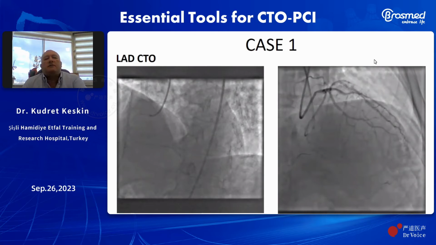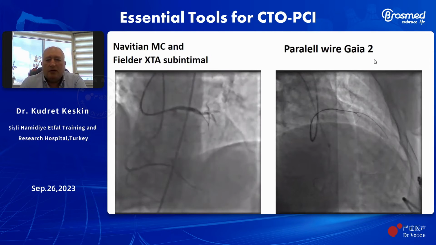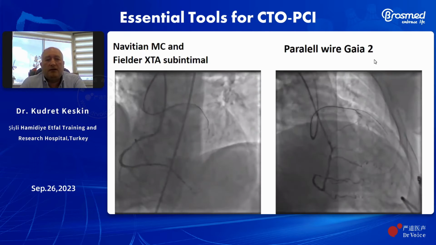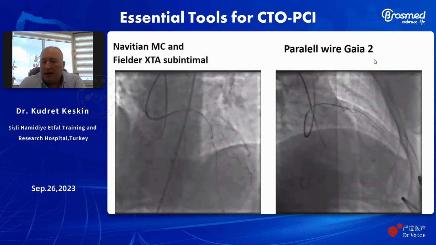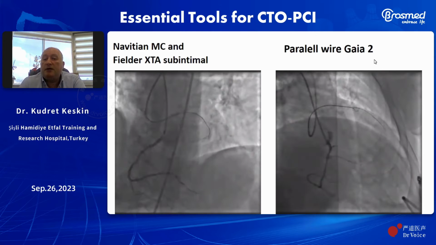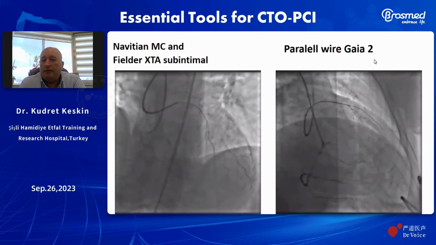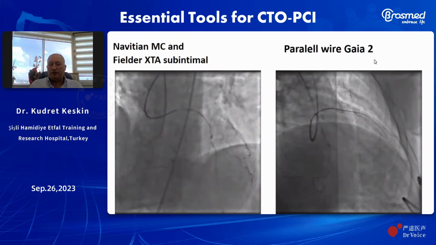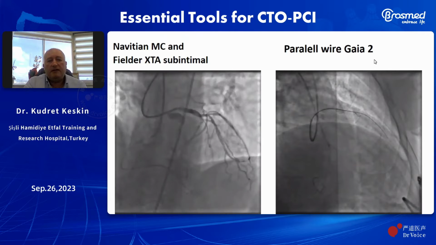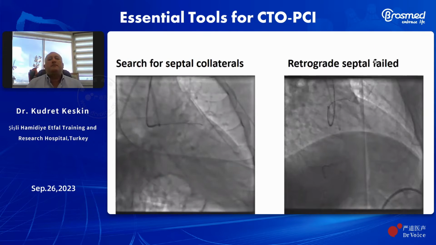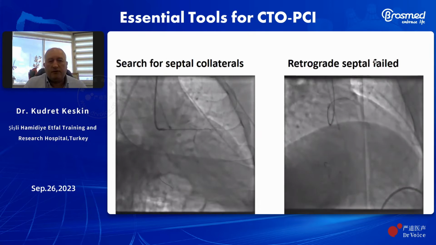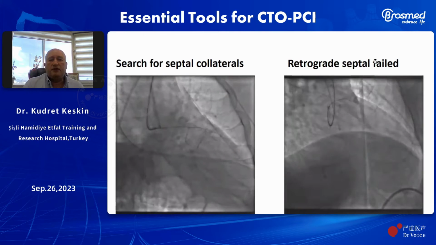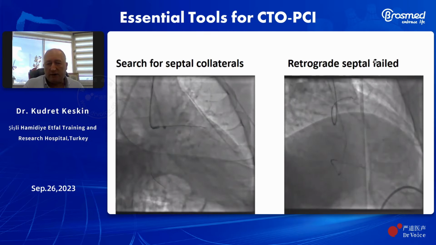So with the Navifocus microcatheter and Fielder XT-A, we tried to pass through the lesion, but we ended up in the subintimal space. And then we switched to the parallel wire technique with a Gaia Second. However, as you can see in the right picture, we were not in the true vasculature. And then we searched for septal collaterals. First we tried to go from septal to septal, but it was not really suitable. And then we switched to retrograde.